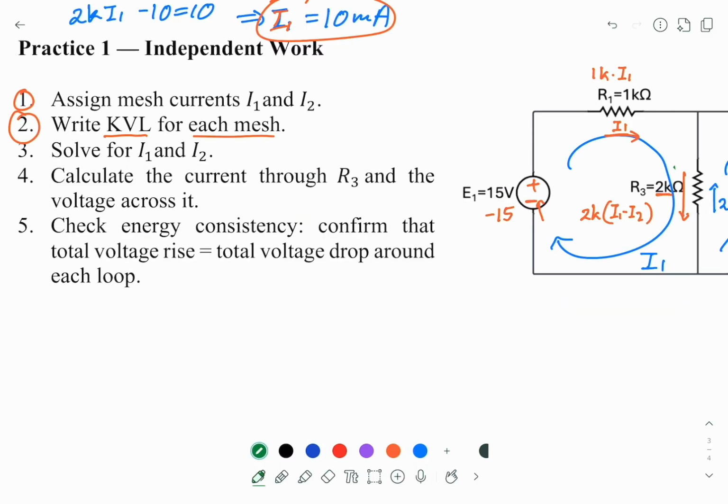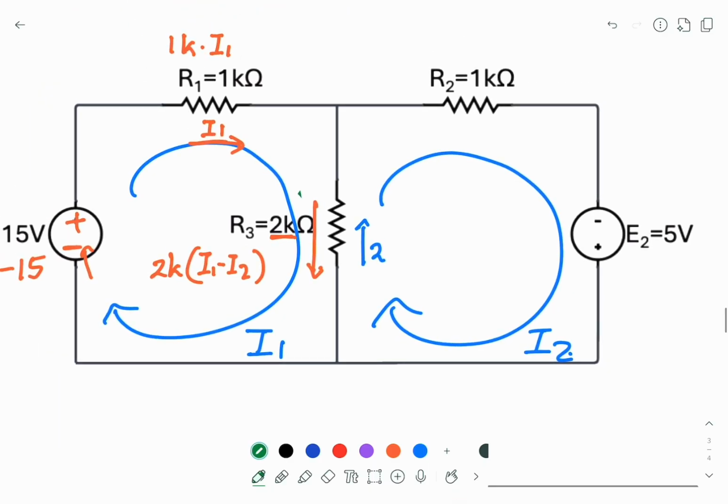So the first equation will be minus 15 plus 1K I1 plus 2K (I1 minus I2) equal to 0. For the right hand side loop, this is negative, this is positive. So when I2 passes through E2, this is negative 5. And this is 1K multiplied by the current I2. This is the potential difference across R2.